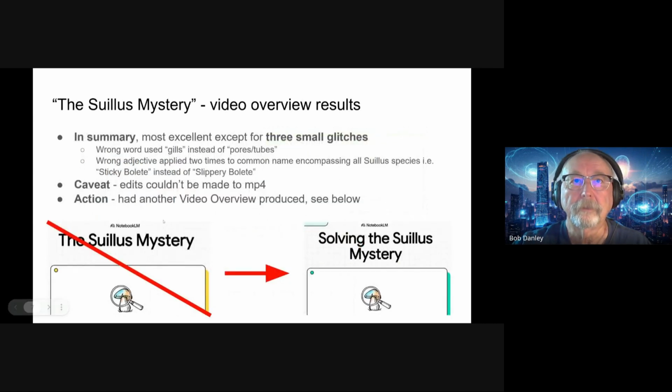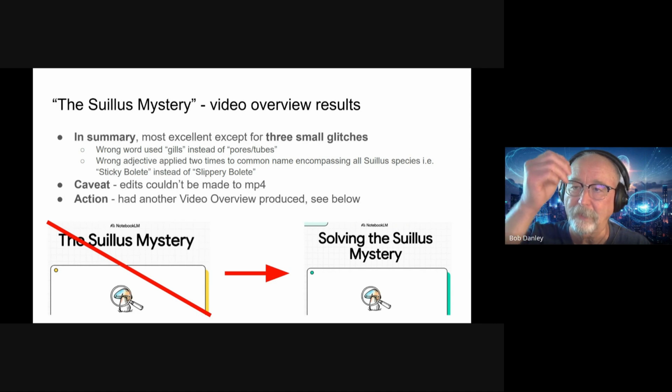except there were three small glitches. And it was breaking my heart because I can't really publish that thing if it's science-based and it has mistakes in it. And in one place, it used the word gills instead of the proper term, pores and tubes. This group of mushrooms does not have gills. It has tubes in which the spores are manufactured and then dropped to the ground. So that was number one problem.